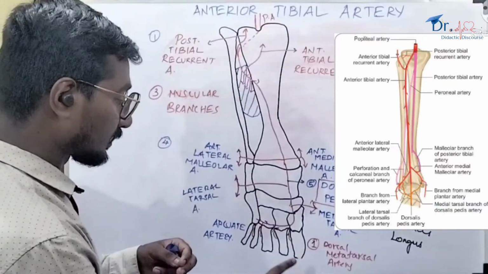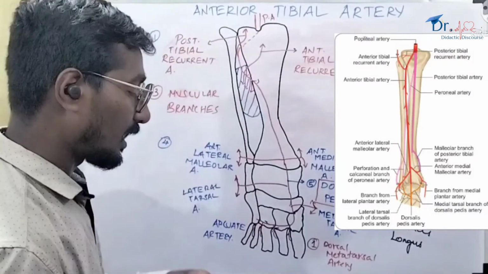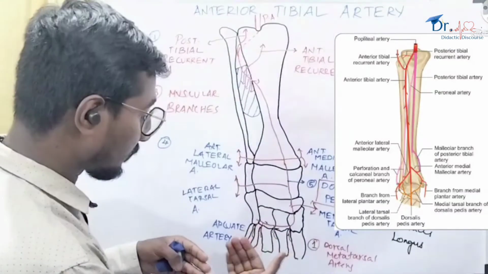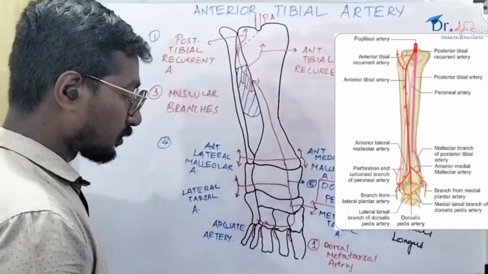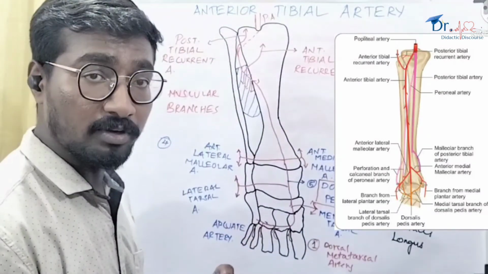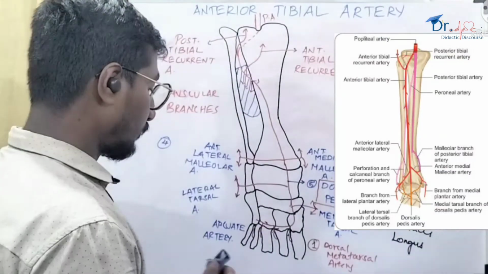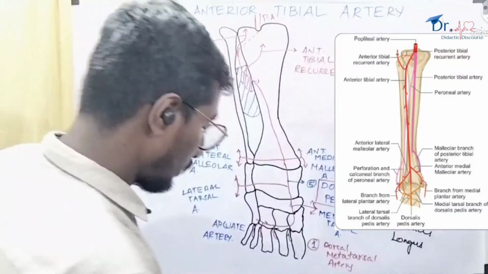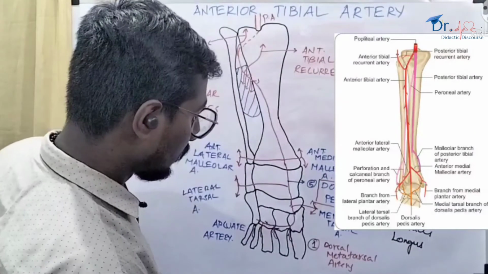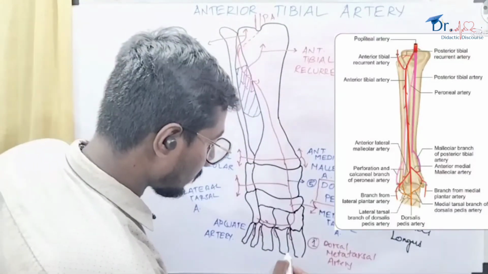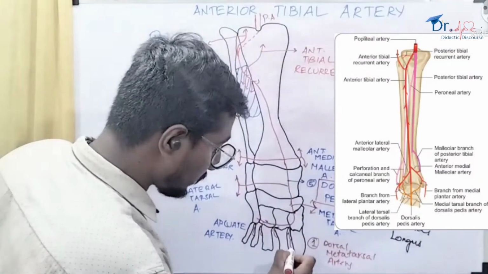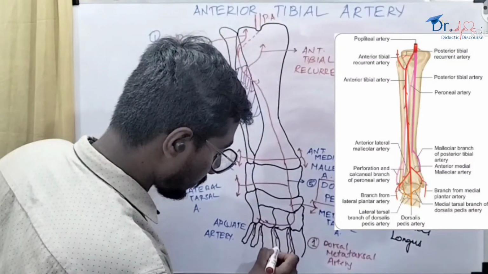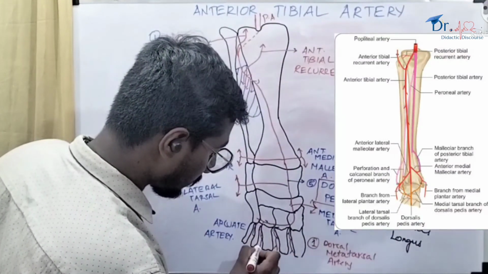The second, third, and fourth dorsal metatarsal arteries arise from the arcuate artery, and it also gives out many perforating branches whose origin is from the deep plantar arch. In the end, the dorsal metatarsal arteries give out many dorsal digital arteries to supply the digits.